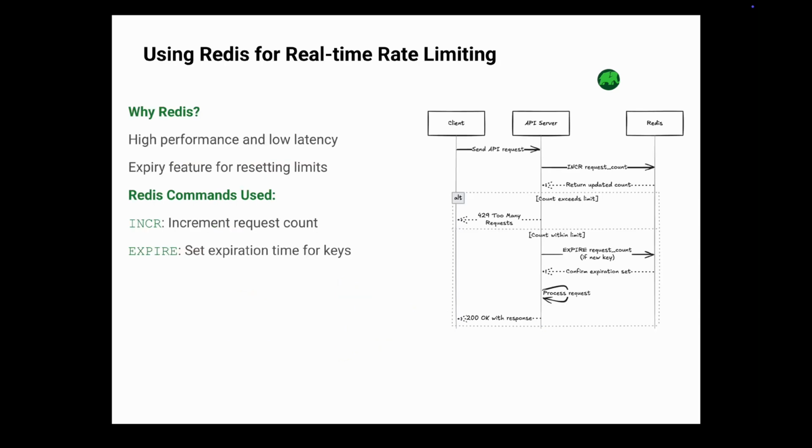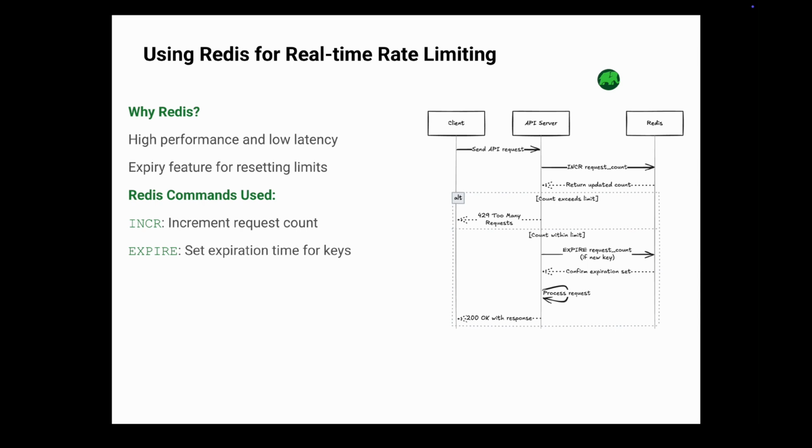Now, let me explain how to implement real-time rate limiting using Redis. This approach is fast, efficient, and perfect for controlling API usage. Let us break down the diagram step by step to understand how it works. Here is how it starts. The client sends an API request to the server. The server then needs to decide if the request should be processed or denied based on the rate limit.